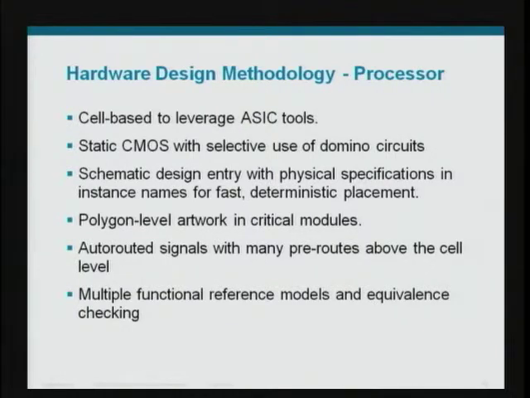The design methodology in the processor was cell-based, largely static CMOS, some selective use of domino circuits, schematic entry with physical specifications in the instance names for fast and deterministic placement. What that means is that we more or less quantized the size of our cells. The AND gates came in a certain selection of sizes. But as far as the physical design went, we hand specified or algorithmically specified where every placement went.